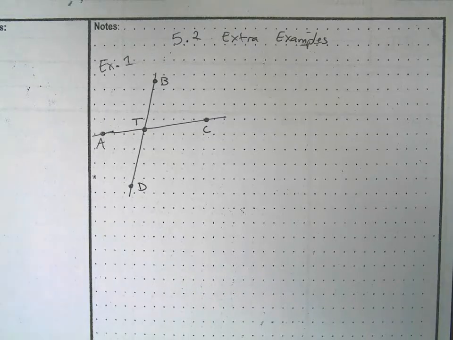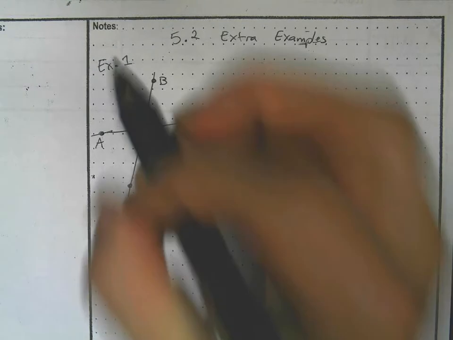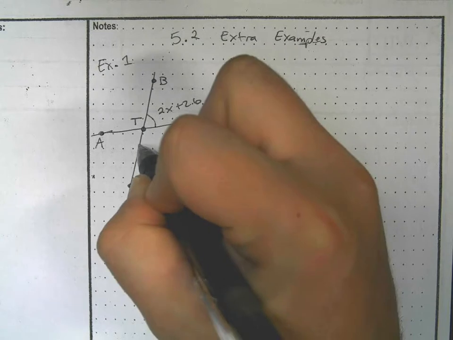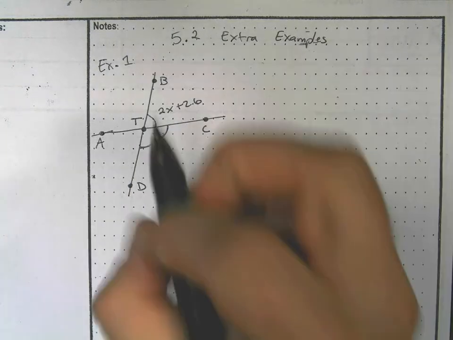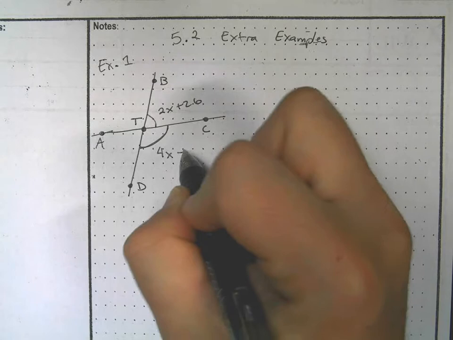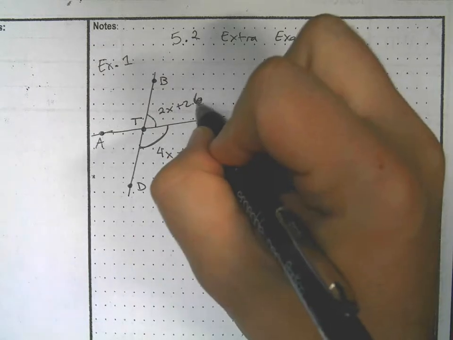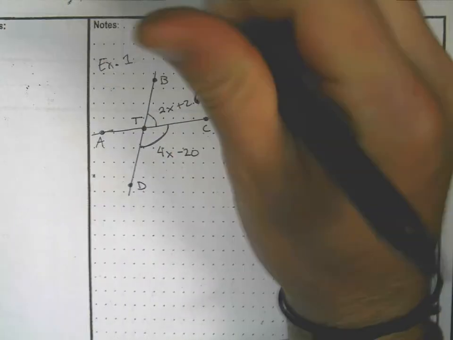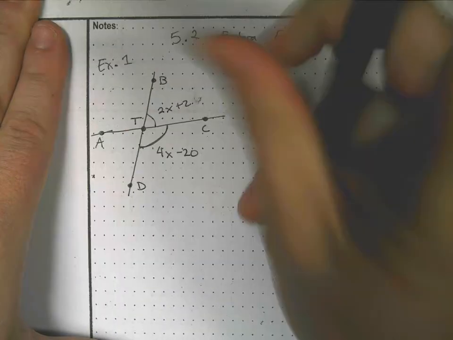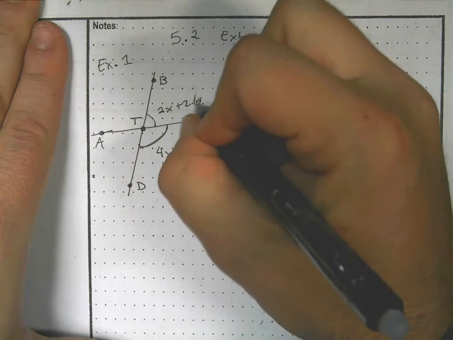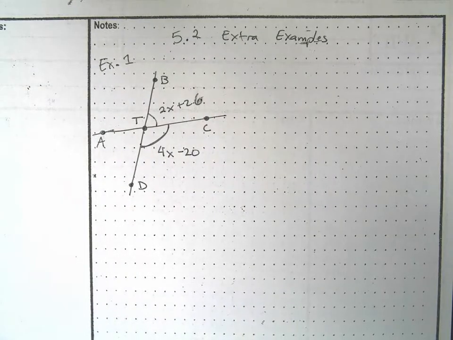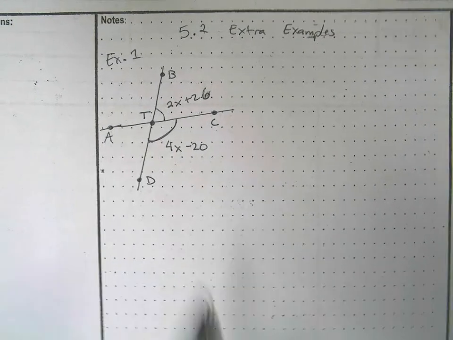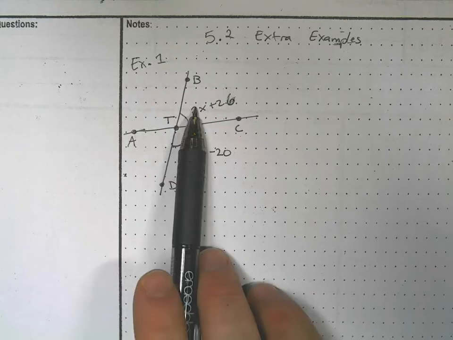So we've got these two lines crossed, we've got these points, and then we're told this angle is 2x plus 26, and we're told this angle right here is 4x minus 20. So now, what's the relationship between these angles? Are they complementary, are they supplementary, or are they vertical?